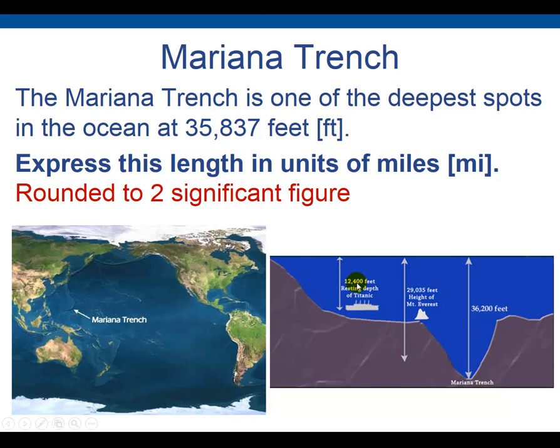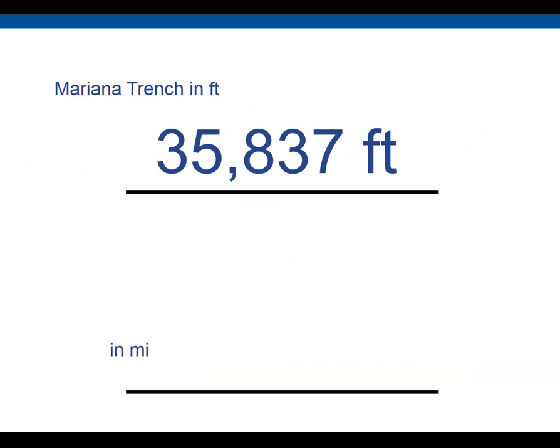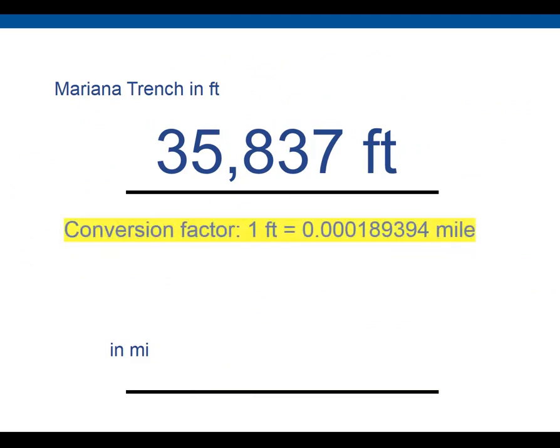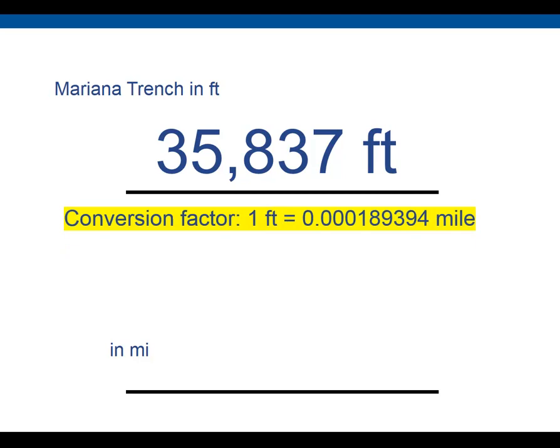Here you can see the Titanic resting depth is 12,000, and the height of Mount Everest is 29,000, and this Mariana Trench is 36,000. Okay, let's see how many miles it is. So we want to know the conversion factor. What is 1 foot in miles? 0.00189394 mile. Okay, we have a conversion factor.